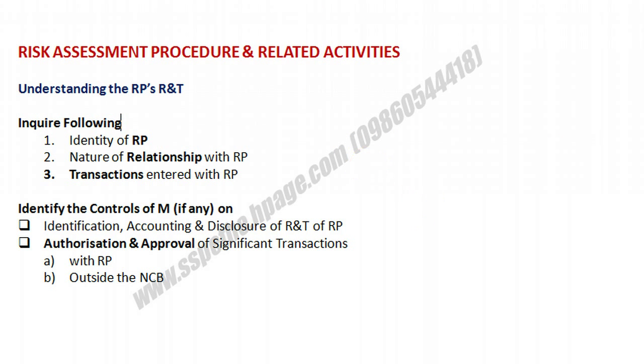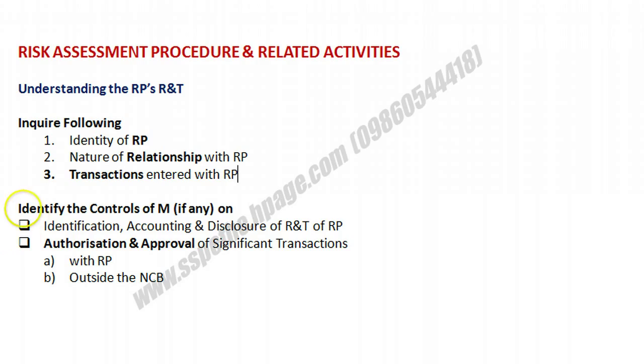Now let's see what is the audit procedure prescribed under this standard. That is the risk assessment procedure and related activities. First, understand the relations and transactions of the related party. For this, you have to first of all identify the related parties within the organizations or outside organizations and nature of relationships and the transactions entered with the related parties.